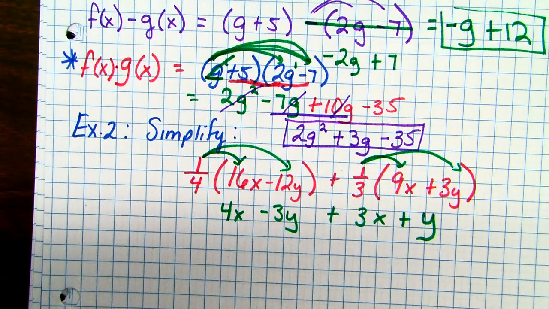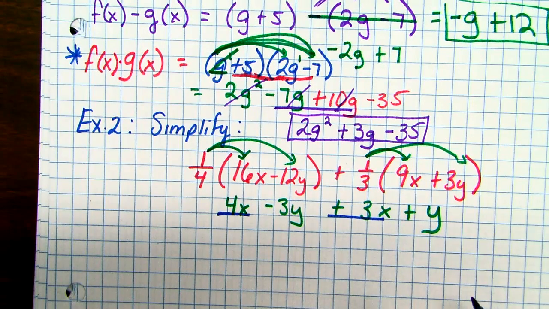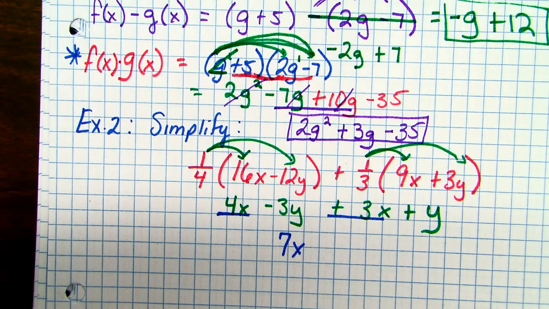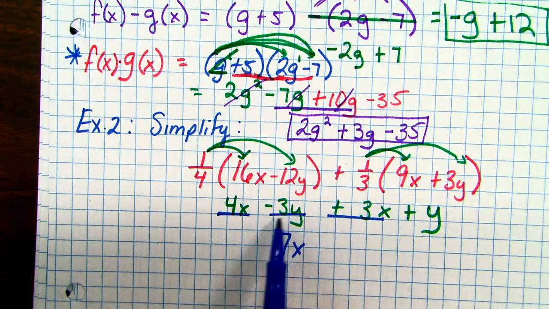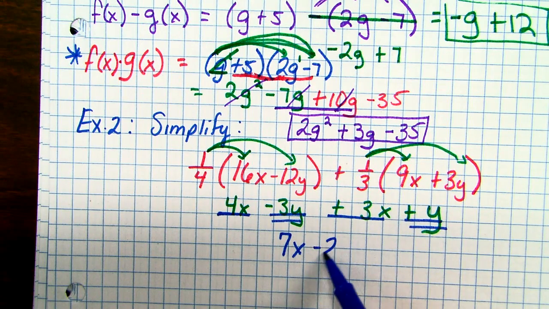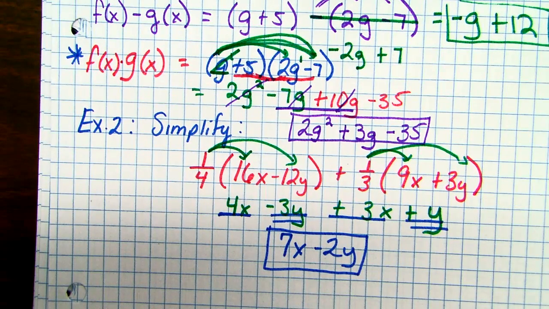And now I just combine any like terms. We've got 4x plus 3x, 7x. Negative 3y plus 1y is negative 2y. Good.